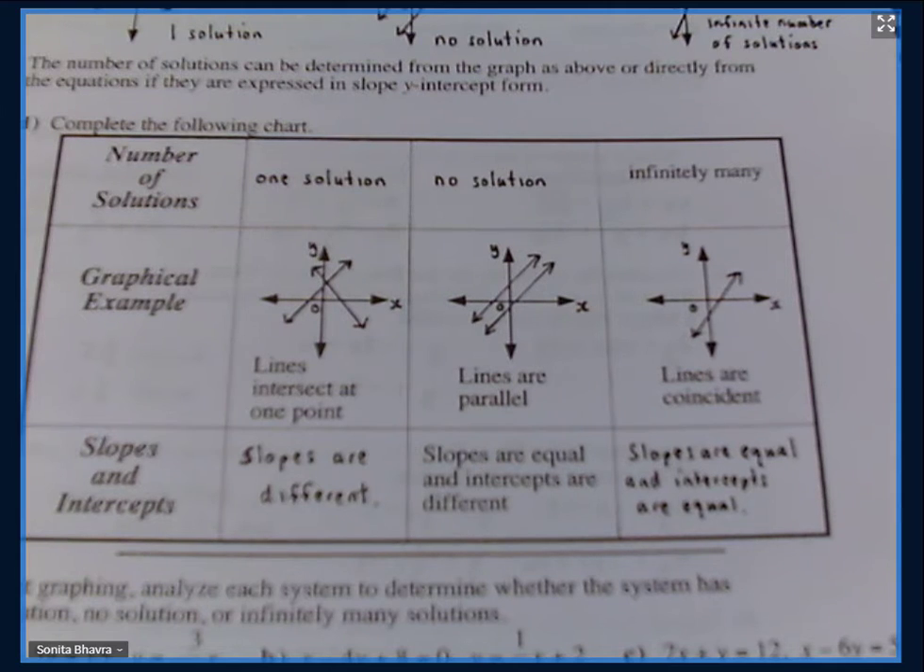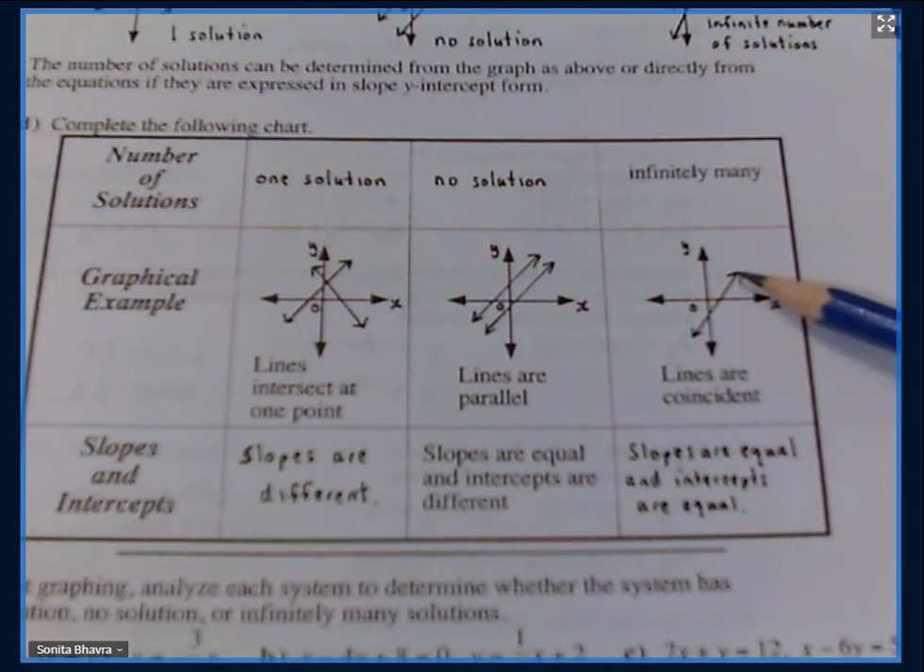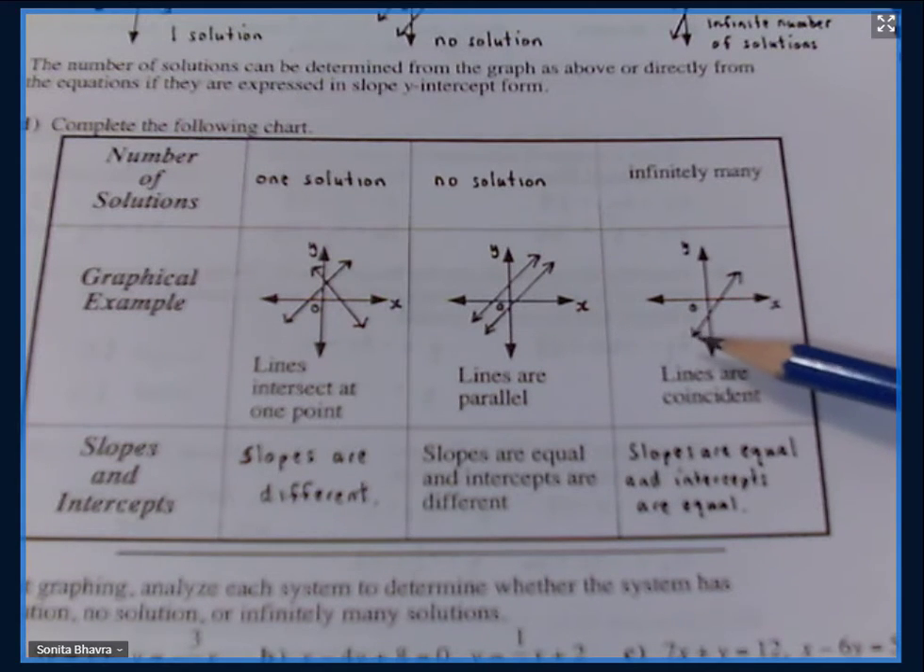And lastly was having an infinite number of solutions. The lines are coincident, meaning the two lines are lying on top of each other. The slopes are the exact same, the intercepts are the exact same, the two lines will be the exact same, and it'll look like just one line, and there's an infinite number of solutions.